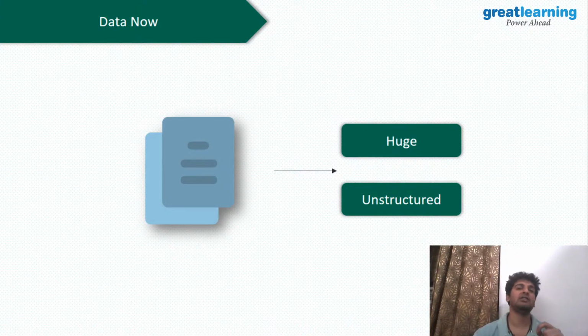Whatever you do is generating data, right? You go to Amazon and buy something, that generates data. You make an online transaction, that generates data. You watch a video, that generates data. You upload a photo, that generates data. And all of this data, as I've told you, is unstructured.